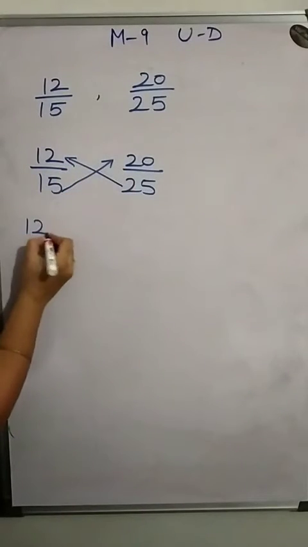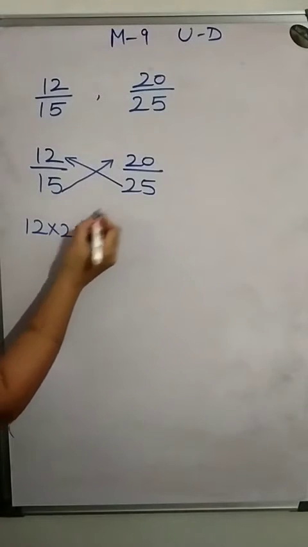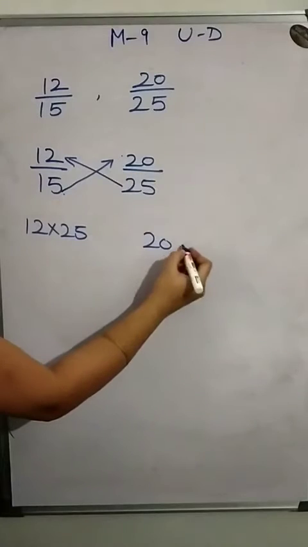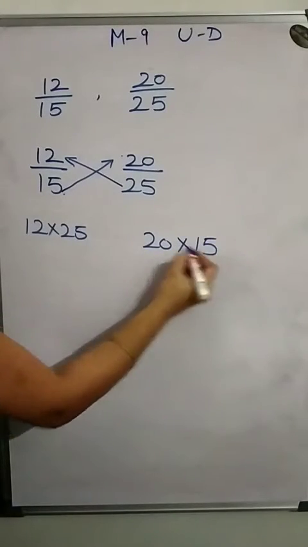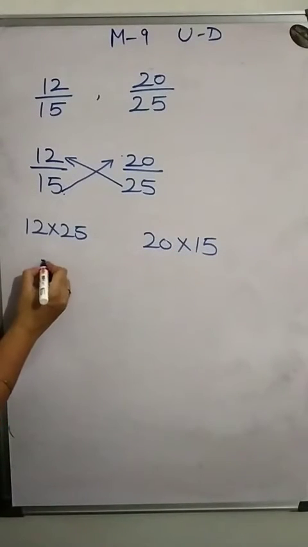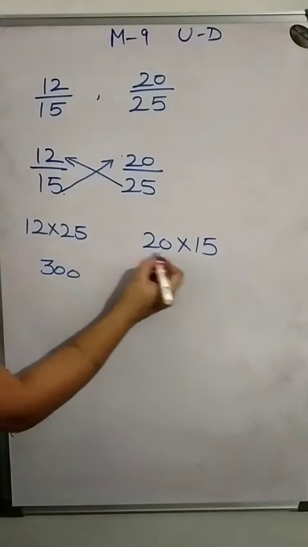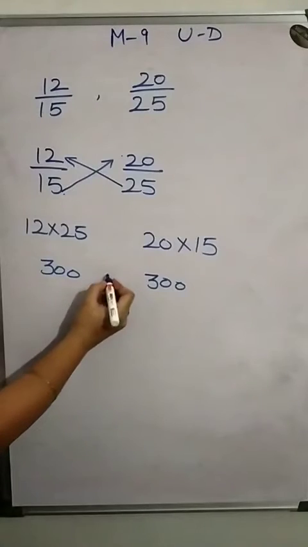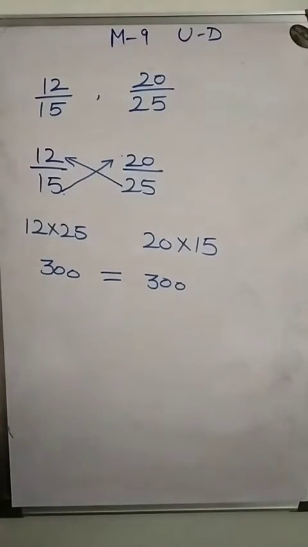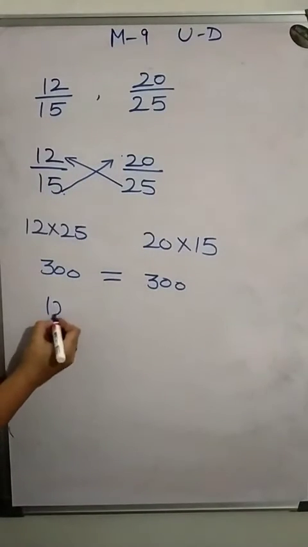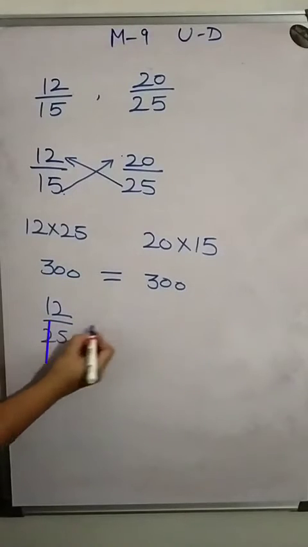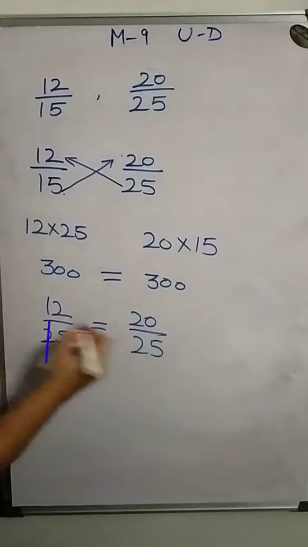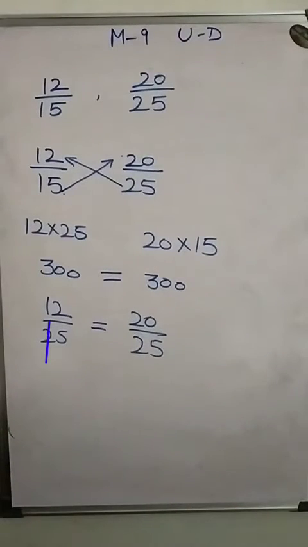So it becomes 12 into 25, and 15 goes here with the other number. 12 into 25 is 300, and the other product is also 300. So these two are equal, so you write that 12 upon 15 is equivalent to 20 upon 25. So in this way you can calculate.